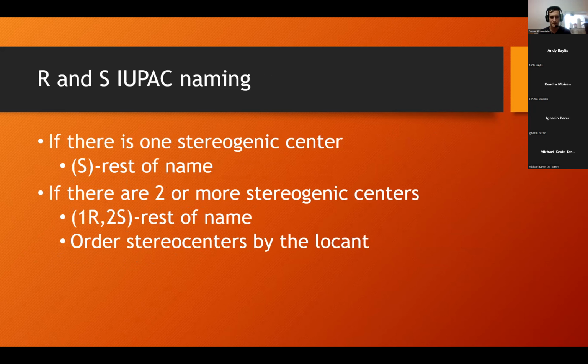One final note in R and S: if you have 1 stereogenic center or 1 chiral center, then you just put S or R in parentheses, dash, rest of the name, okay? If there are 2 or more, then you need to number them, okay? When you're ordering them, you are ordering them in numeric order. You're not trying to alphabetize S versus R, okay? Don't overcomplicate it. Make sense?